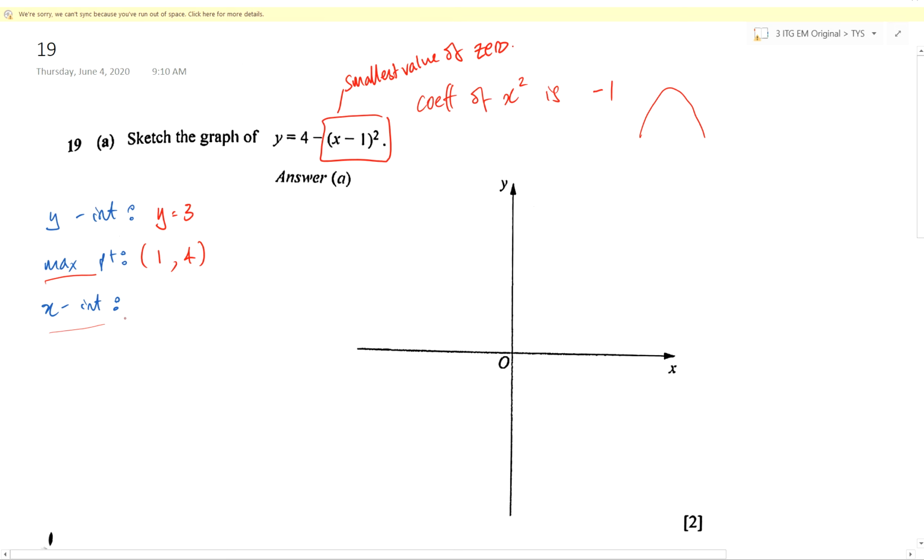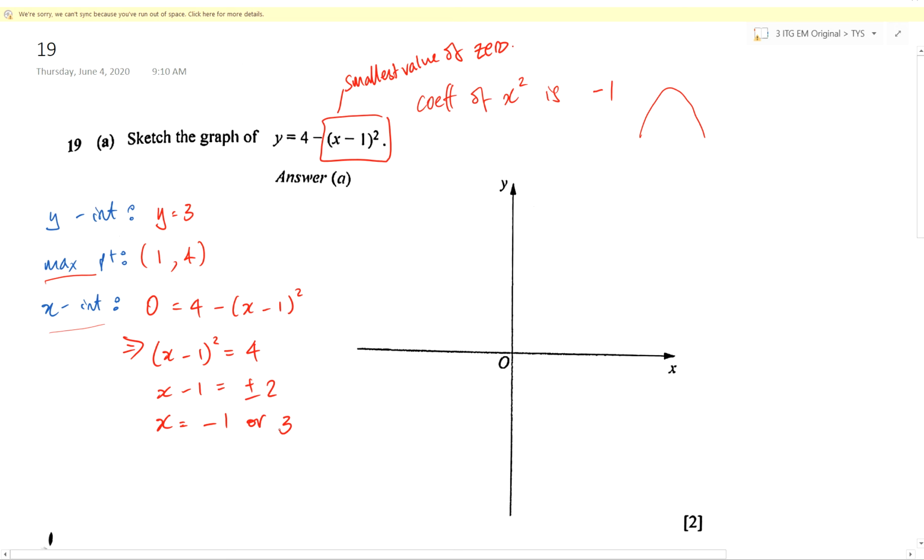Next, the x-intercept. It happens when y is equal to 0. So let y be equal to 0, we get 0 equals 4 minus (x minus 1) squared. Manipulation: (x minus 1) squared equals 4. X minus 1 must be equal to plus minus 2, taking square root on both sides. X is going to be equal to, add 1 to both of these values, -1 or 3.